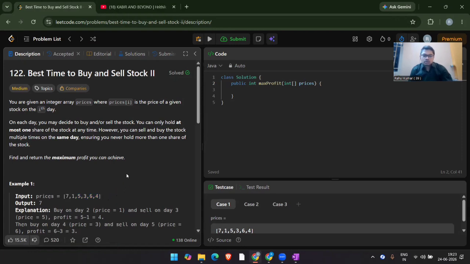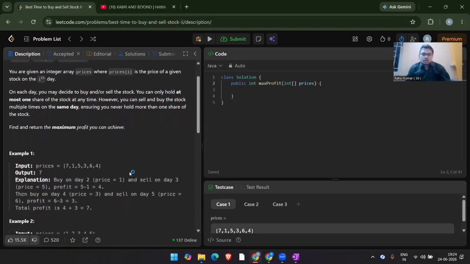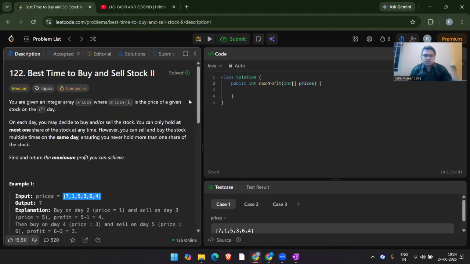In yesterday's question, we were given a set of prices of the stock, and we were supposed to buy at the minimum price of the stock and sell the same stock in the future days. Whenever the price rises very high, at that time we are supposed to sell the stock to gain the maximum profit. But in this question, we are allowed to buy and sell multiple times in the entire life cycle.